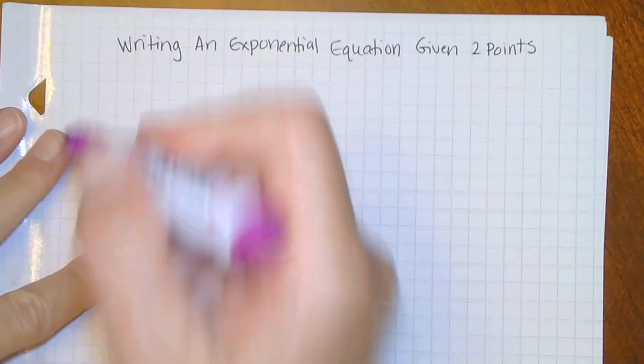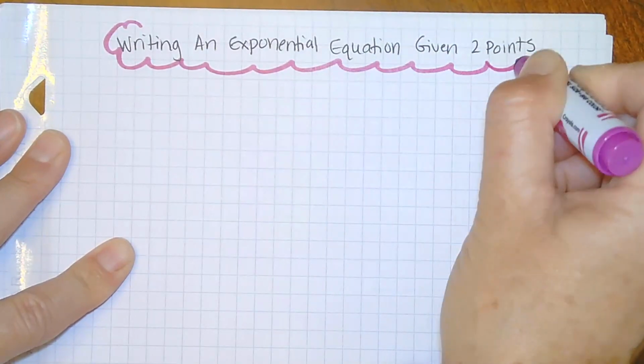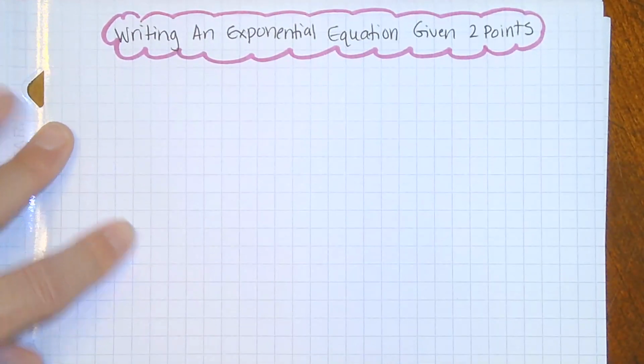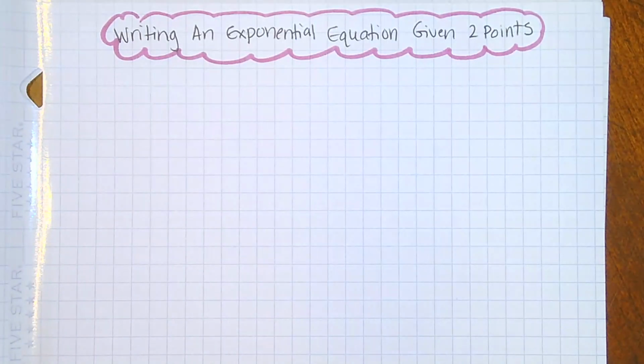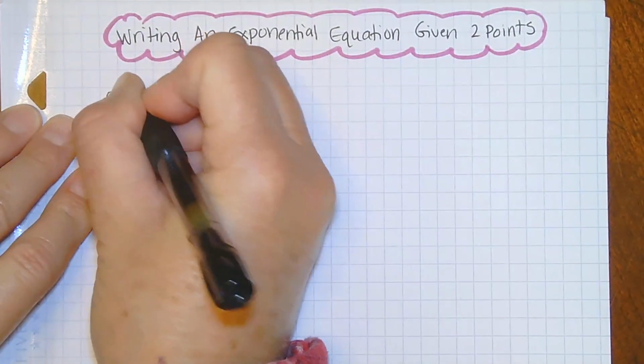The first couple of examples I'm going to give you from a graph, and then a couple of other examples I'm going to give you with just the points and no graph. So, example 1.